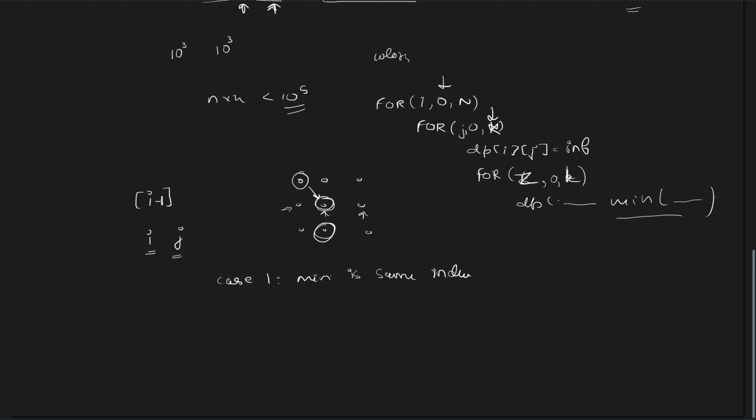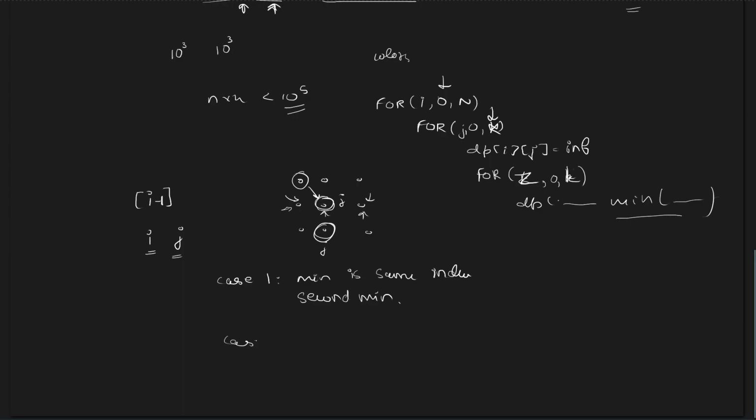Same index means that the jth color is used here, and in the previous row also the jth color is used. So what you will have to do is go to the second minimum, right? It can be either this one or this one, it can be any of those. If both of the values are the same, no matter where you go, it's all the same. You can take any of them. So in this case, you need the second minimum.